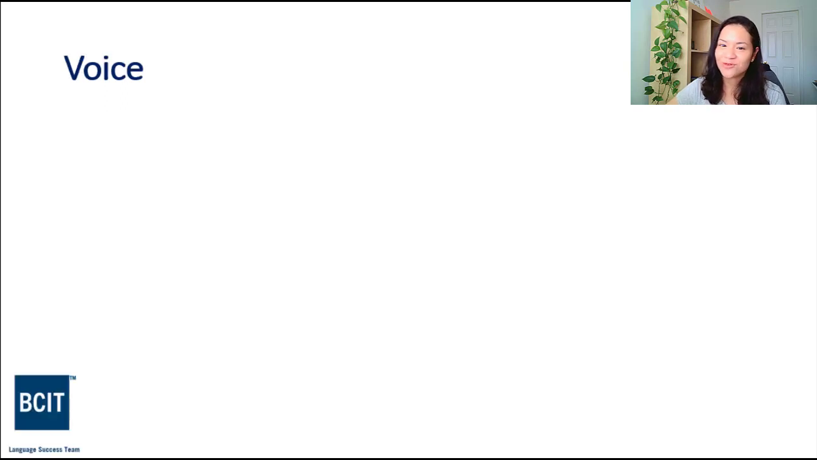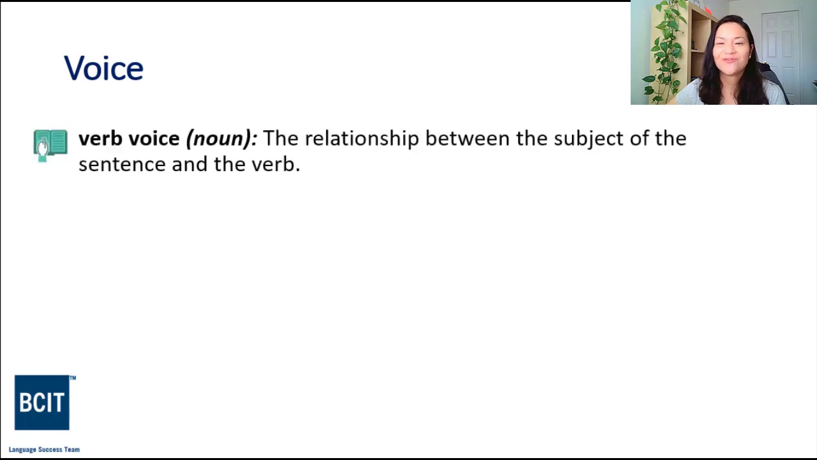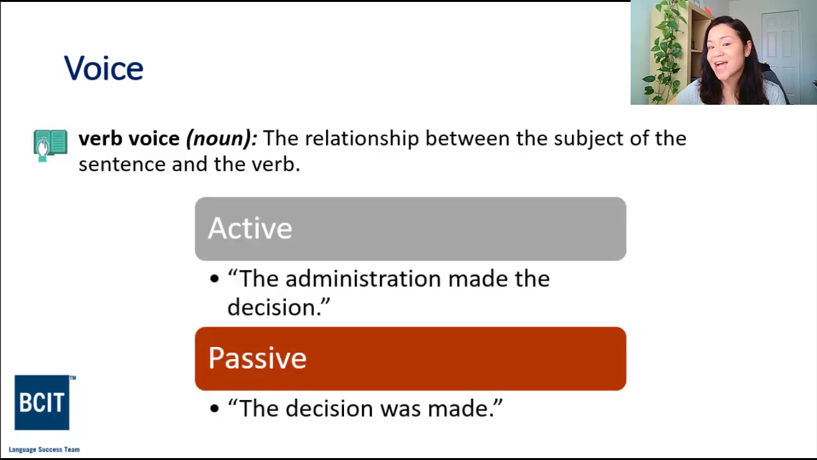The last point about verbs has to do with voice. Voice signifies the relationship between the subject of the sentence and the verb. There are two voices, active and passive, as in, the administration made the decision, or the decision was made. Passive is usually used when the doer of the action is unknown, unimportant, or not appropriate to mention.